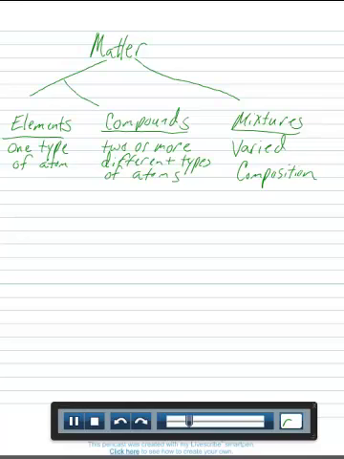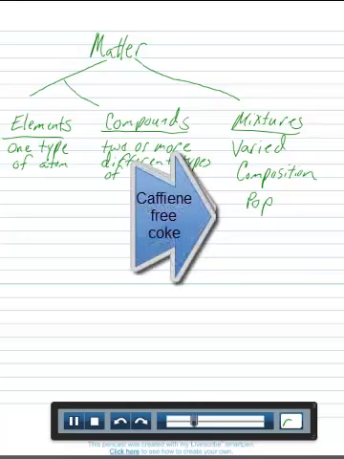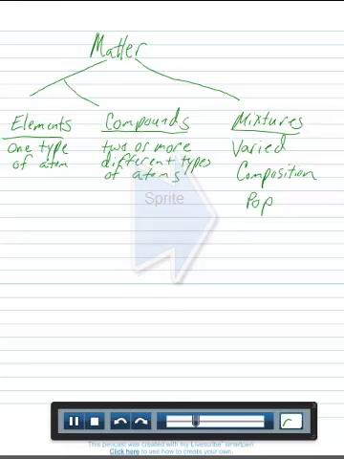Let me give you an example. Let's use pop as our example. Now, pop is a mixture of water, sugar, artificial colorings, artificial flavorings, carbon dioxide. Pop has lots of components, but I think you'll agree that pop has lots of different characteristics. Some pop has lots of caffeine, some pop has no caffeine, some has sugar, some has artificial sweetener, some is orange, some is black, some is clear. Pop has varied composition. As opposed to that, compounds have constant composition.